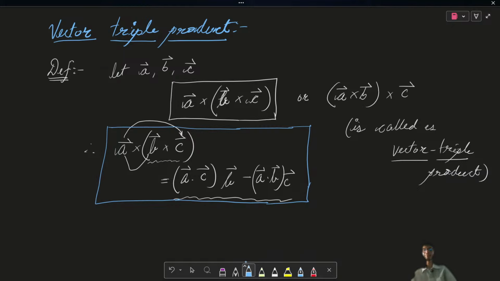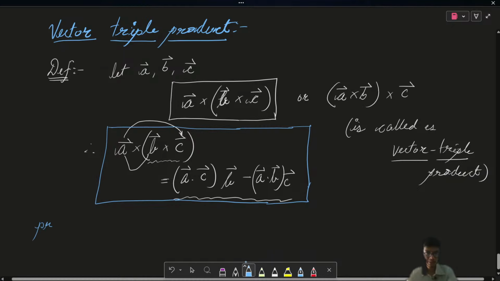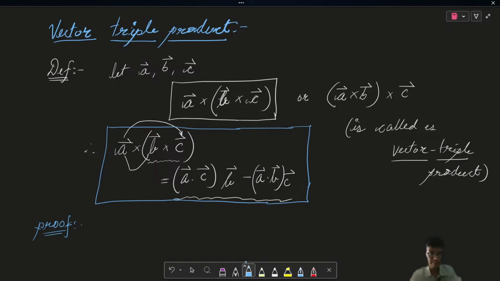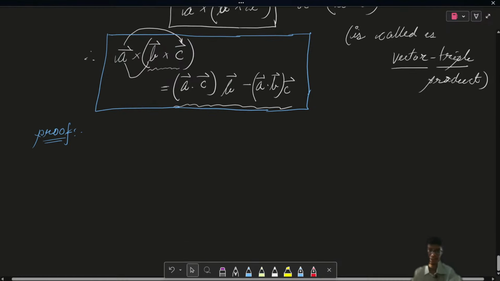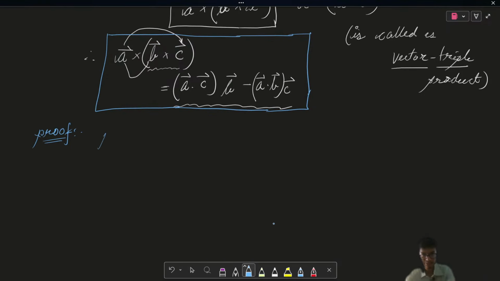Now let's try to see how this particular result comes into being. That is, let us try to talk about the proof of this particular result. In order to look at the proof, let us first assume that I have an unknown vector R which is defined by this vector triple product.